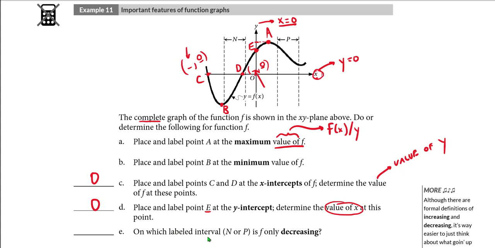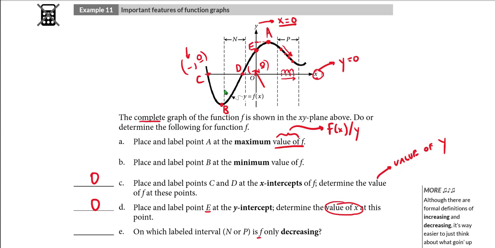And on which interval, n or p, is f, the function, only decreasing? Okay, so this should be hopefully pretty obvious. We should be able to see that on interval p, the value of f is decreasing as our x values go up. In other words, as we move from left to right along the x-axis, we go from that x to that x to that x to that x, our y value is decreasing. We're going from this y to this y to this y to this y. So that's what happens in a decreasing function: as x increases, y or f of x decreases.